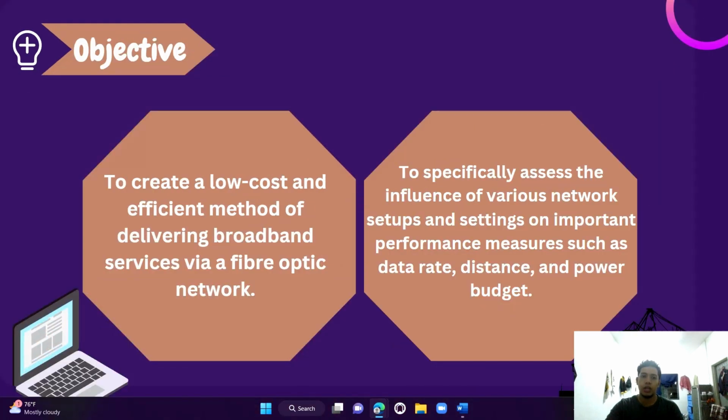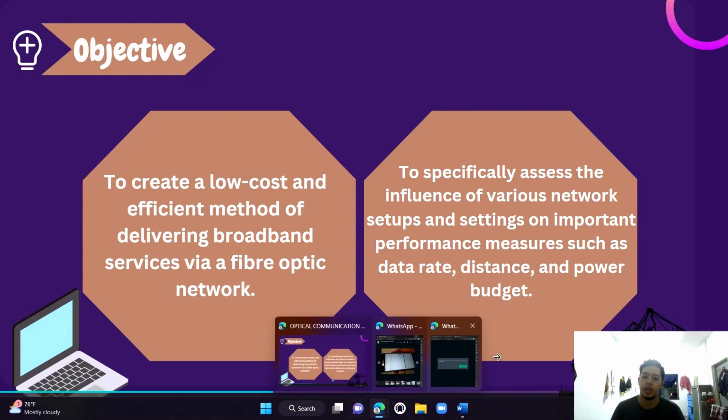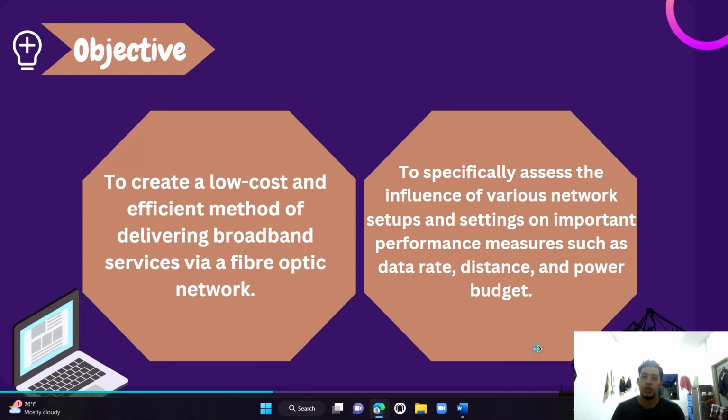Our objective is to create a low cost and efficient method of delivering broadband service via a fiber optic network. Our second objective is to specifically assess the influence of various network setups and settings on important performance measures such as data rate, distance, and power budget. That's all from me. I would like to pass to my group members. Thank you.